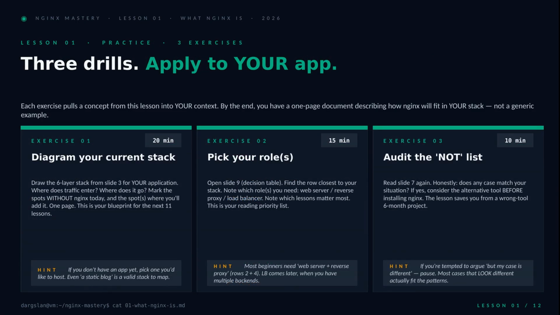3 short drills, about 45 minutes total, and they all point at the same thing. Your application, not a generic one. Diagram your stack the way slide 3 laid it out, mark where Nginx goes, then revisit the decision table and pick your roles. And finally, be honest with the not list. If Nginx isn't right for you, better to find out now than 6 months in.